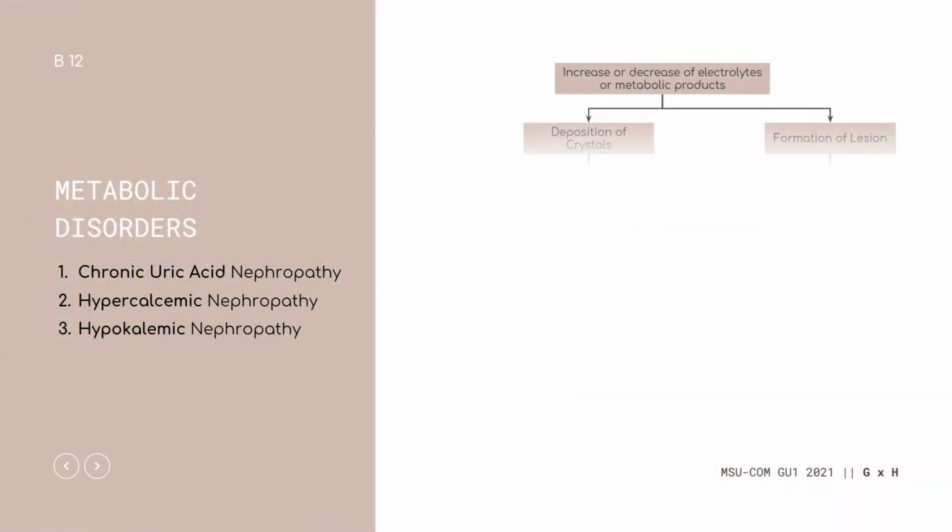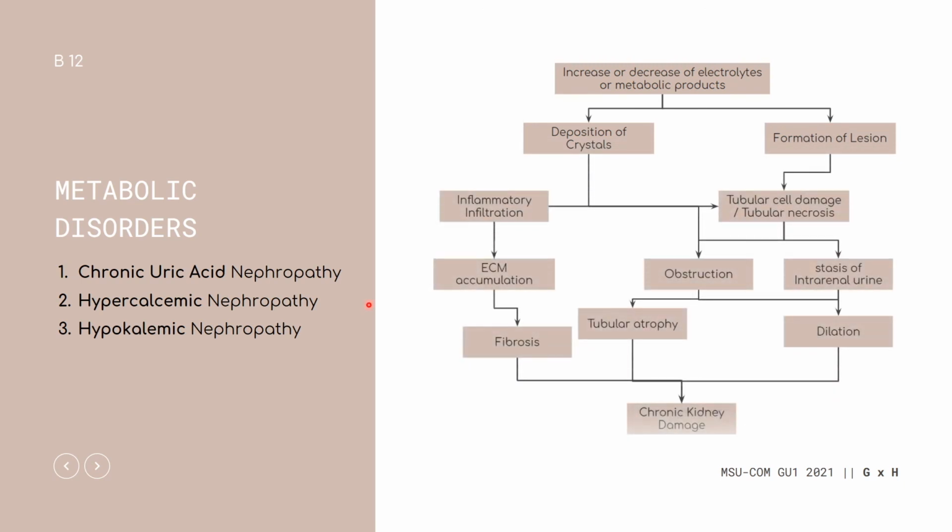With metabolic disorders, severe increase or decrease in electrolytes or metabolic products will lead to the formation of tubular lesions or the deposition of crystals. That could result in tubular obstruction. The formation of lesions can also lead to tubular cell damage or tubular necrosis that could result in obstruction. So eventually, tubular atrophy and dilation accompanied with fibrosis may ensue, leading to chronic kidney damage. These are some of the types of metabolic disorders.